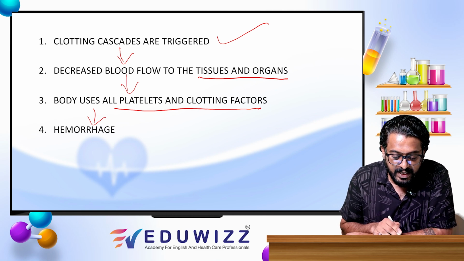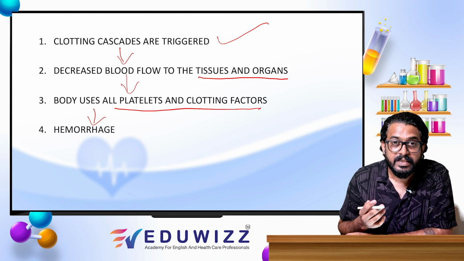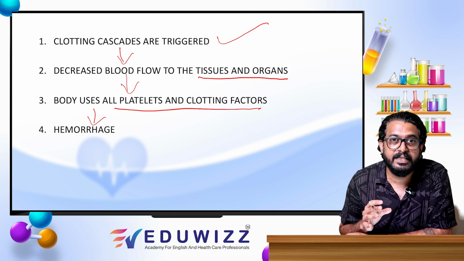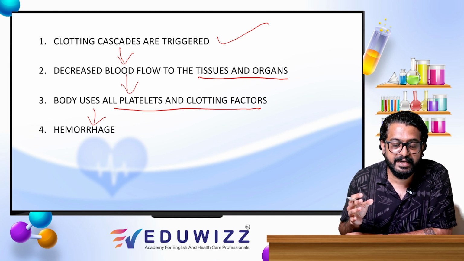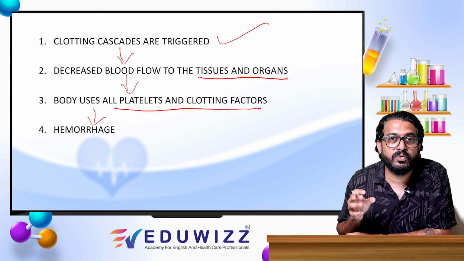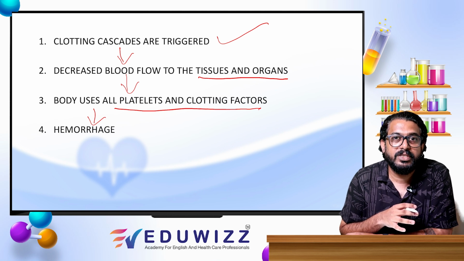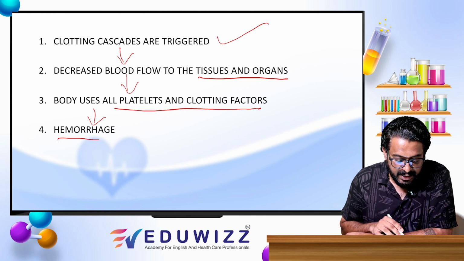In short, clotting cascades are triggered and they travel to the injured site and form large clots, which results in tissue hypoxia and organ failure. And because the body uses all platelets and clotting factors for this, the platelet level in the body becomes decreased, which results in hemorrhage.